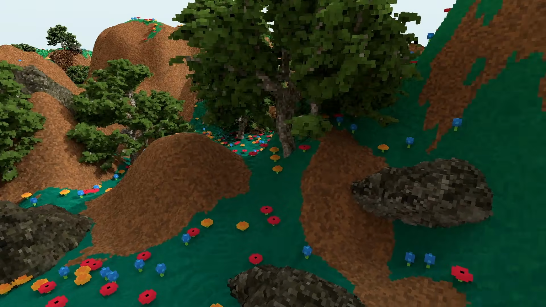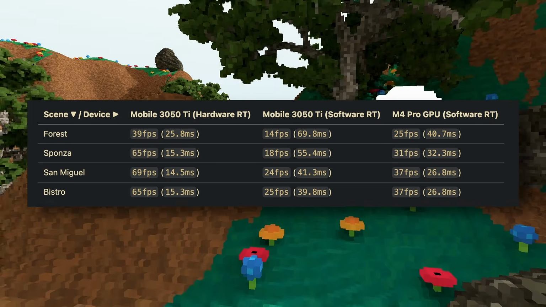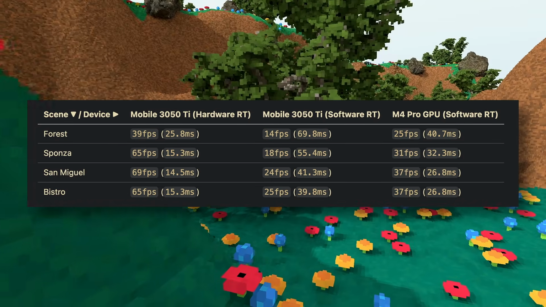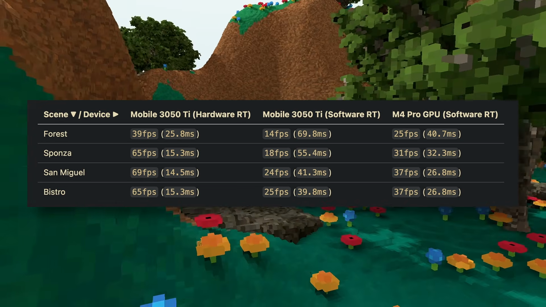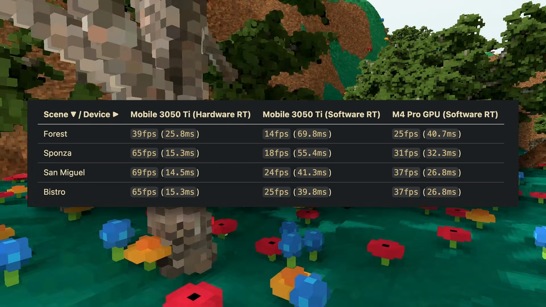Now for the benchmarking. Here are the render times for the forest scene, along with a few others. Each was rendered at 1080p with hard shadows and GI enabled, which I think is the best looking configuration. I really have my work cut out for me here.